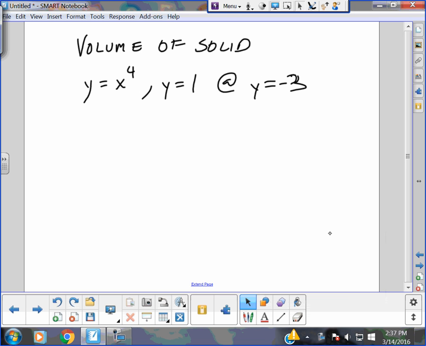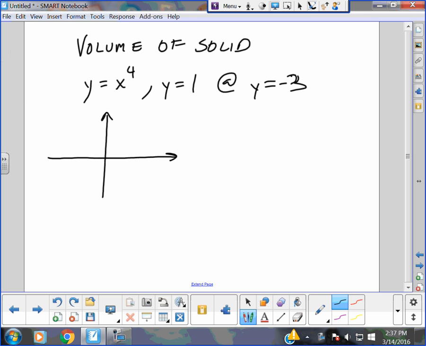So we're going to do another volume of a solid. We're going to use some pretty common functions, but we're going to go about y equals -3. So when I graph this, it's two even functions again, y equals 1 and y equals x to the 4th. So we have our area here. Hopefully you guys see that the intersections are 1 and -1.